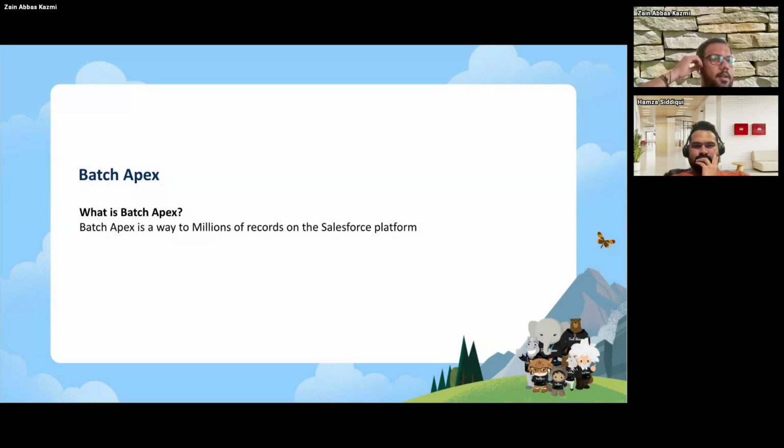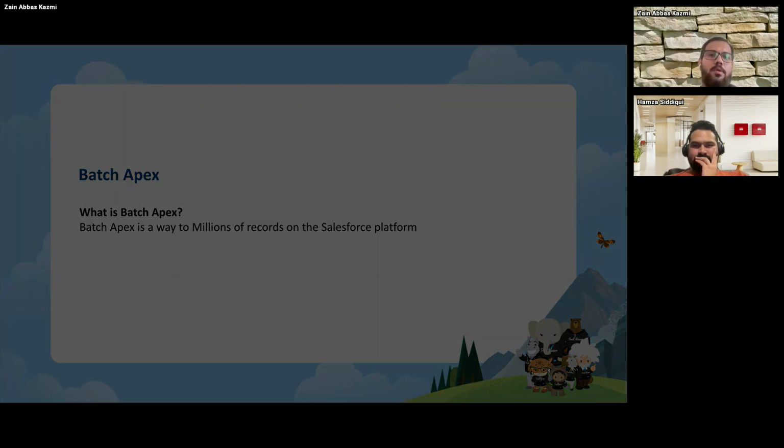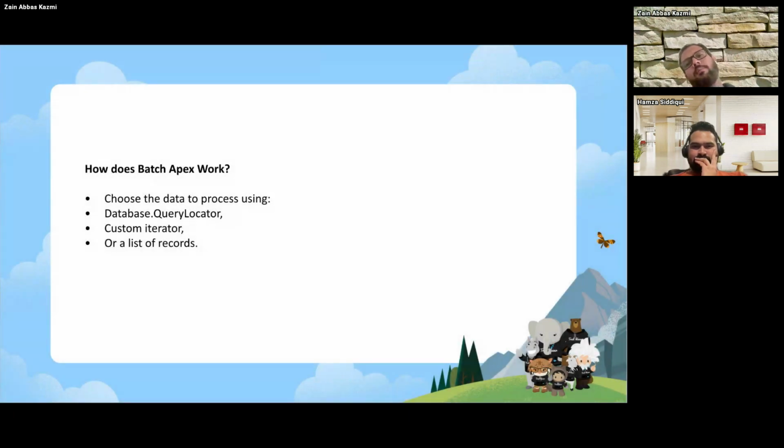The third thing is really very important: Batch Apex. When we talk about bulk data, we talk about batches. What it does is bring the data. Let's talk about the syntax. How does batch Apex work? The batch has three methods which you have to write. The first one is start, the second is execute, and the third is finish. The start is used to bring the data on which the execute will iterate.